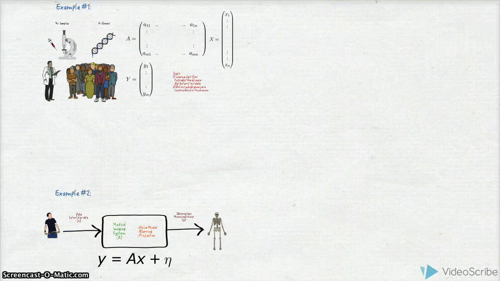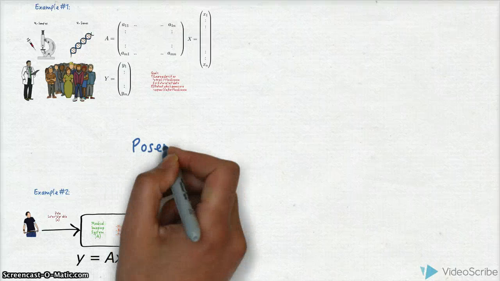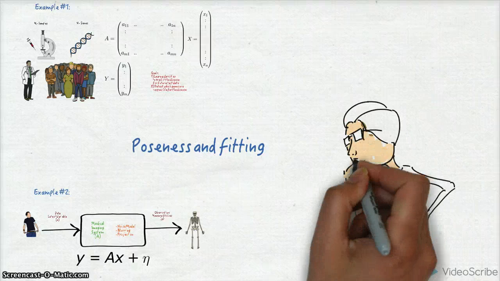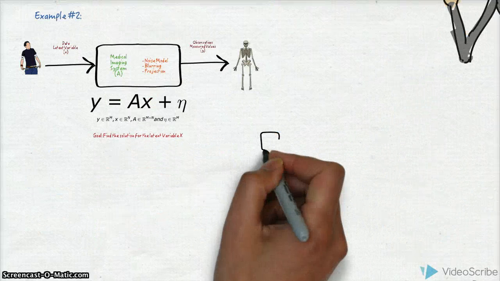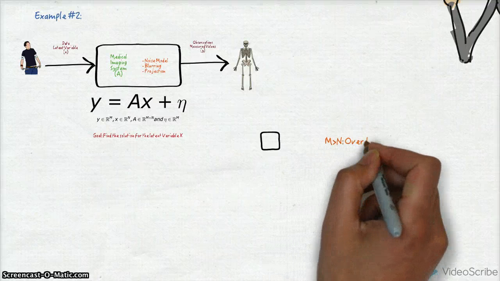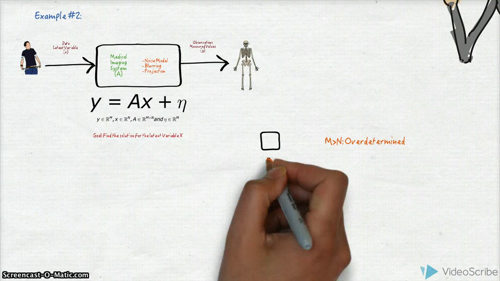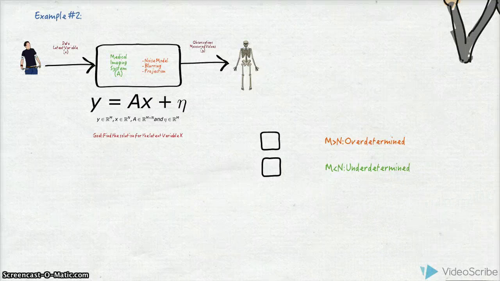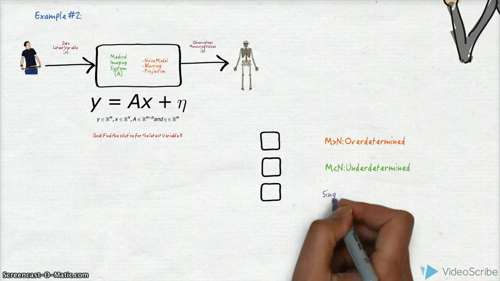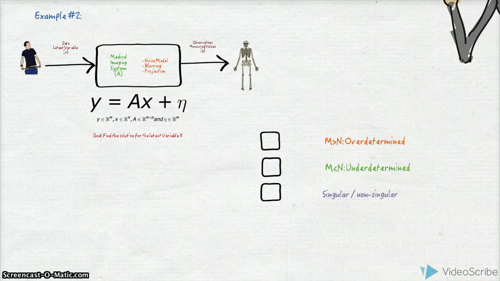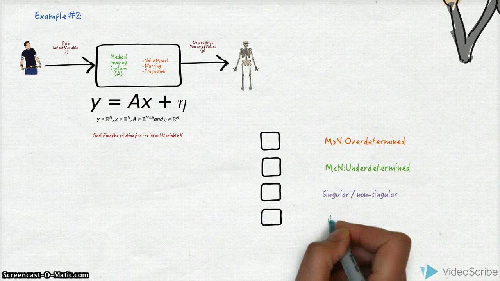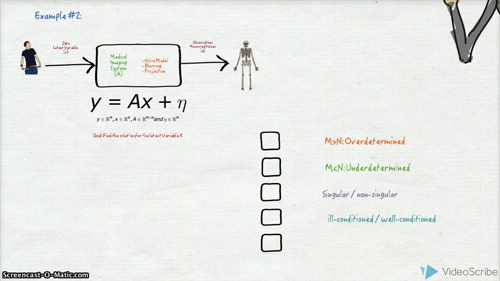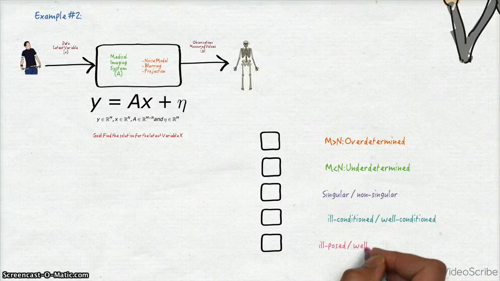But actually in real life the problem is not like that. The problem is more difficult, so we have to check the well-posedness and fitting, and we have to think carefully about this. Let's go to example number 2 and check this for the A transpose A matrix. We have to check if it's overdetermined, so we have many solutions, or if it's underdetermined, so maybe we don't have any solution, or we have an infinite number of solutions, and we have to check if it's a singular matrix or non-singular. So we have zero singular values in this A transpose A, so it cannot be inverted. And also we have to check if it's ill-conditioned or well-conditioned, which is when we have some near-zero singular values, and if it's an ill-posed or well-posed problem.